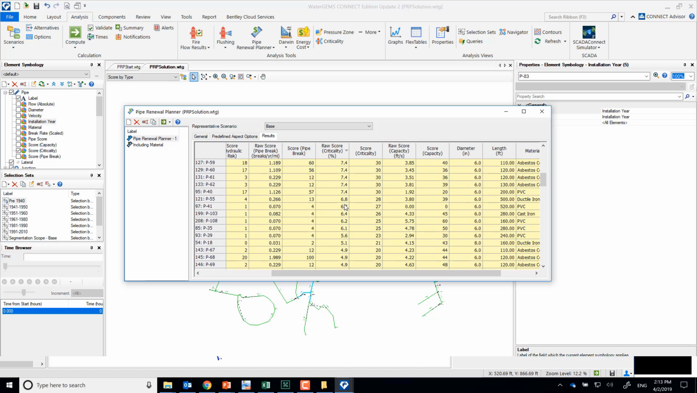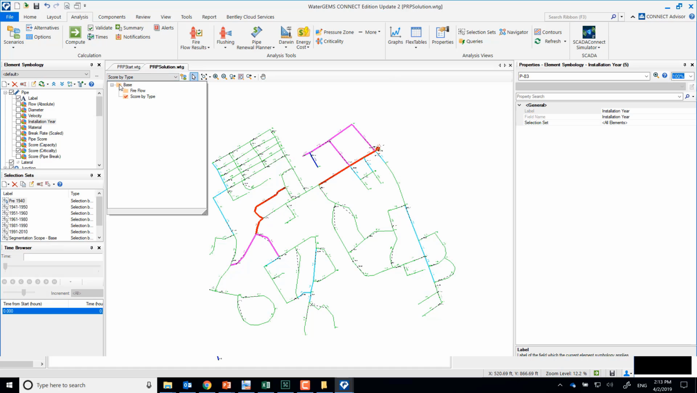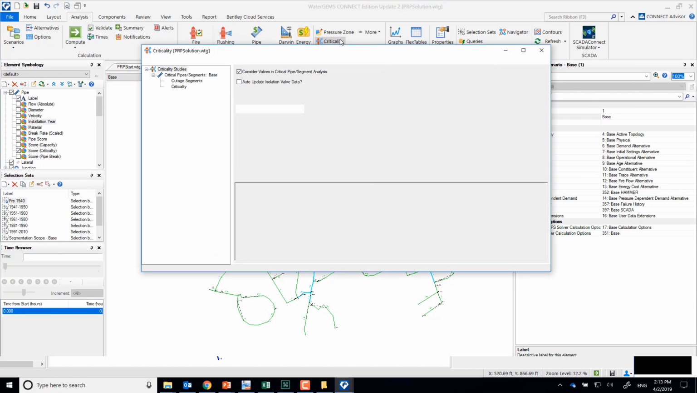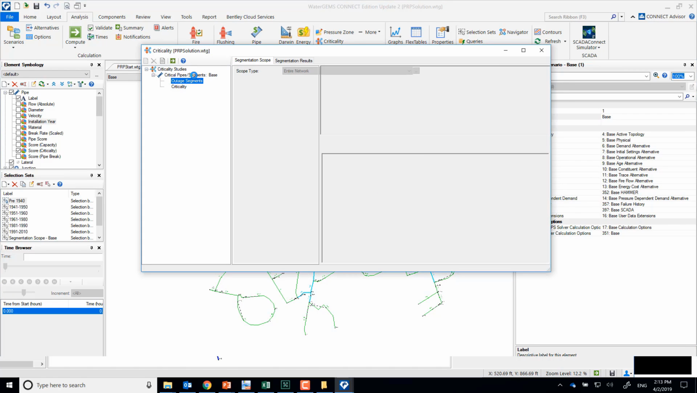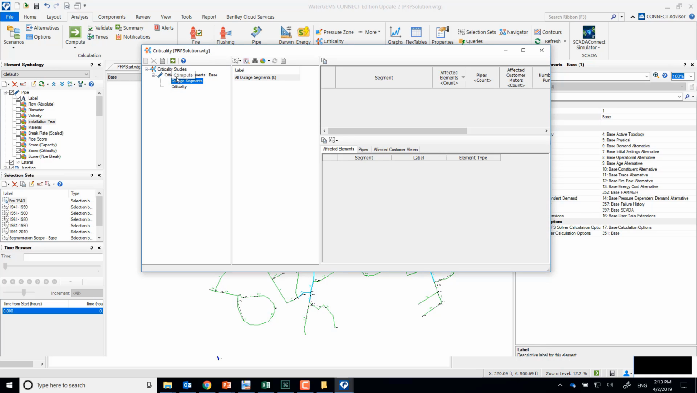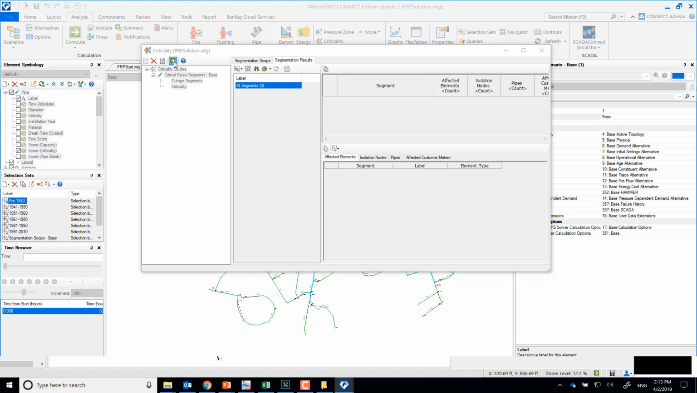Okay, so on the opposite end of the spectrum is P29, that if it were to break, only 0.3% of the demands could not be met. Therefore, it's not critical at all. Okay, so that's where we're getting our numbers from. And let's just go switch back to the criticality. And we can see our segments. Let me just compute this, and we can see the same information here.